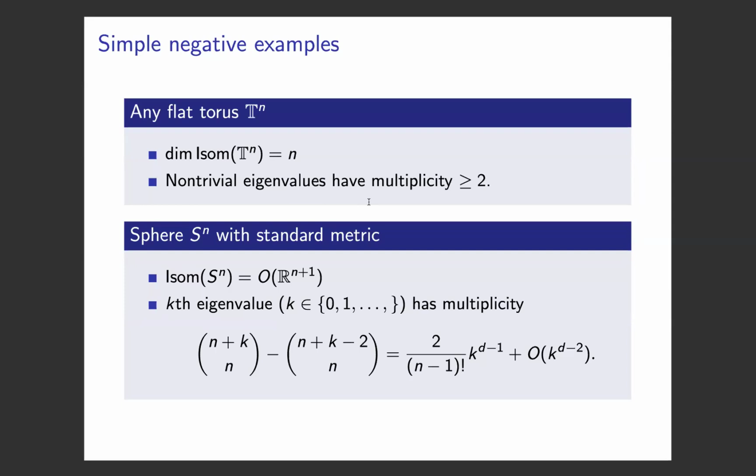Also, the sphere. The sphere is the example that we come to a lot because it has the maximum multiplicity, in some sense, that you can possibly have for its Laplace-Beltrami eigenspaces. And of course, it has a very large isometry group, again like a maximal isometry group. So again, it's a good negative example.